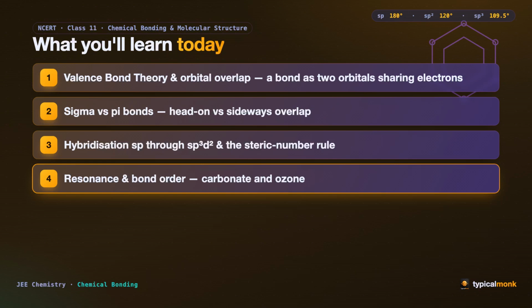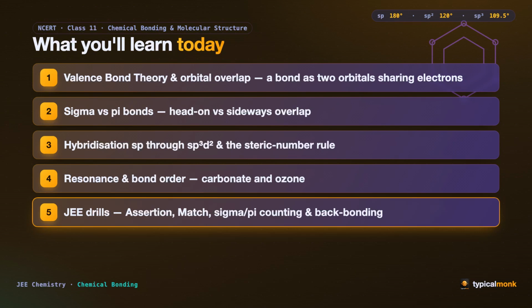Fourth, resonance and bond order. Why carbonate and ozone both refuse to sit still in a single structure. And fifth, the JEE drills. Assertion and reason. Match the column, counting sigma and pi bonds across whole molecules, and back bonding. So everything you learn today, you can also score with. Ready? One idea at a time.